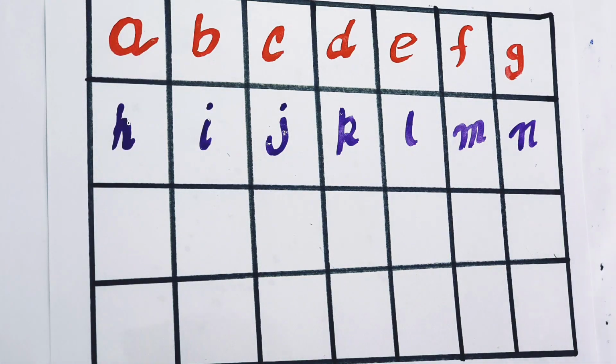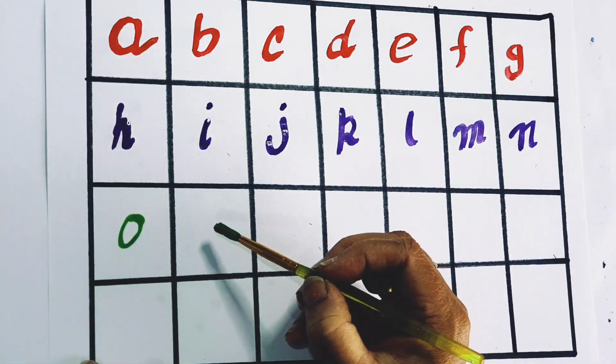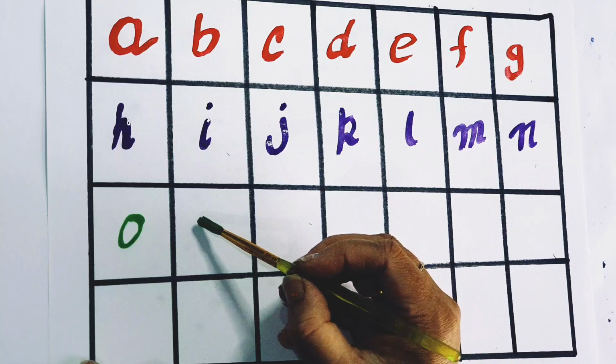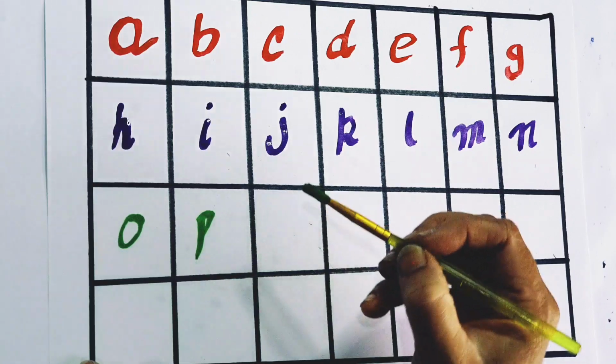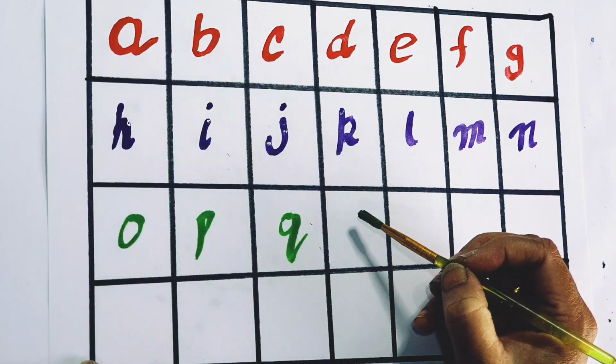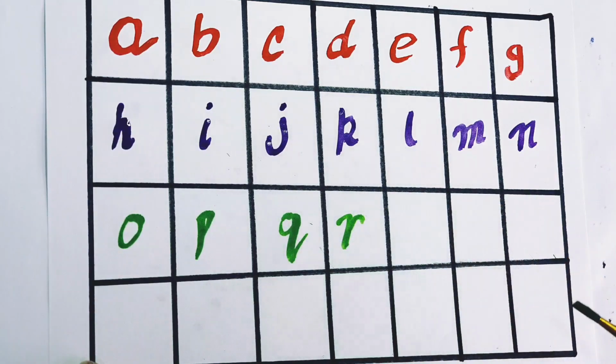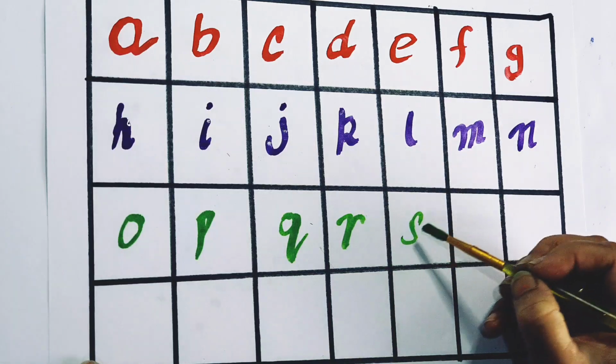Light green color. O for orange. O for owl. P for piano. P for papaya. Q for queen. Q for quiz. R for rat. R for ring.